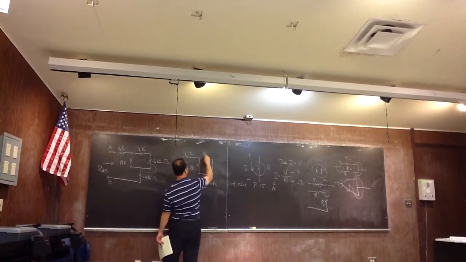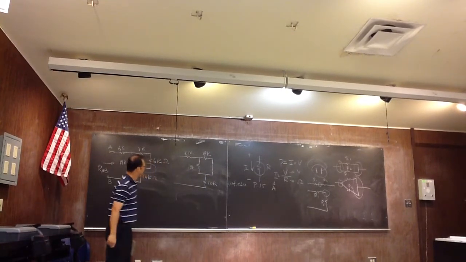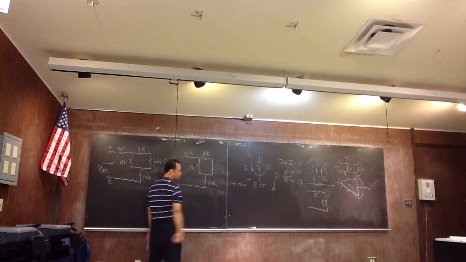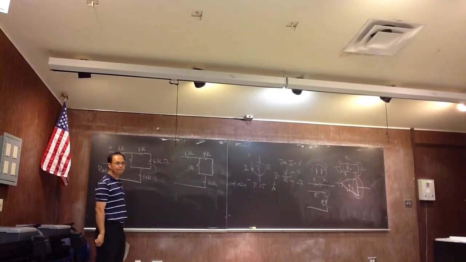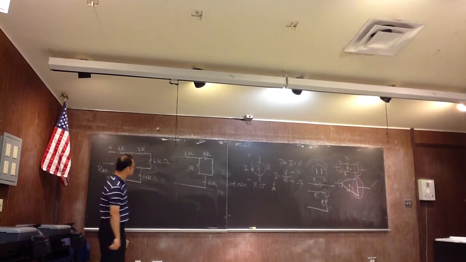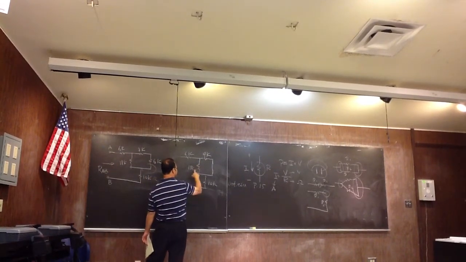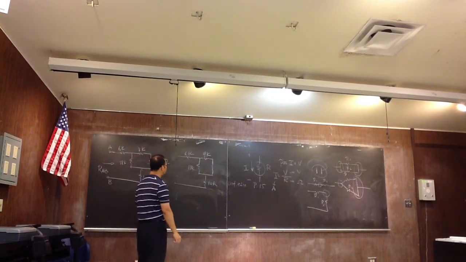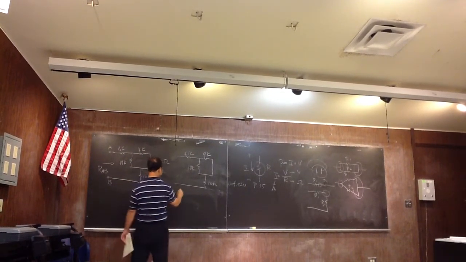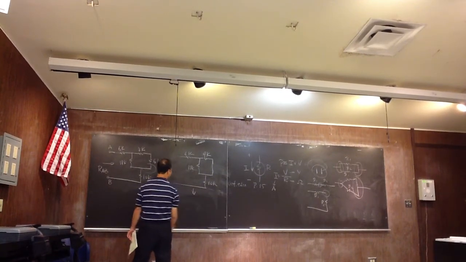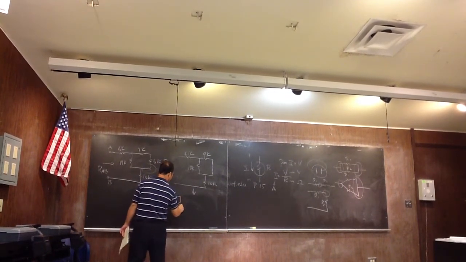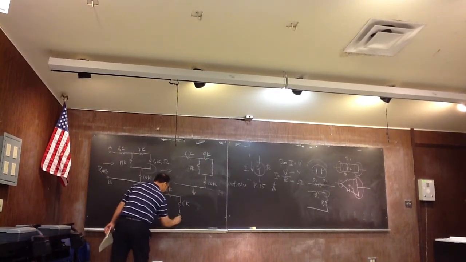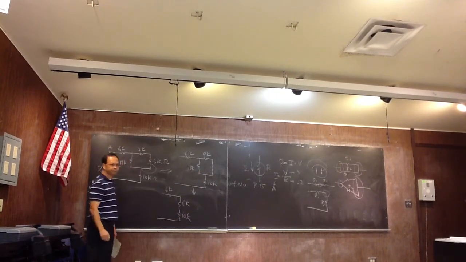So this is 9K. Now you can see that the 9K and 18K are in parallel. So 9K and 18K in parallel, if we use the formula I gave you last time, this will become 6K. So here, it goes down here, 6K, 6K, and then you have 10K.